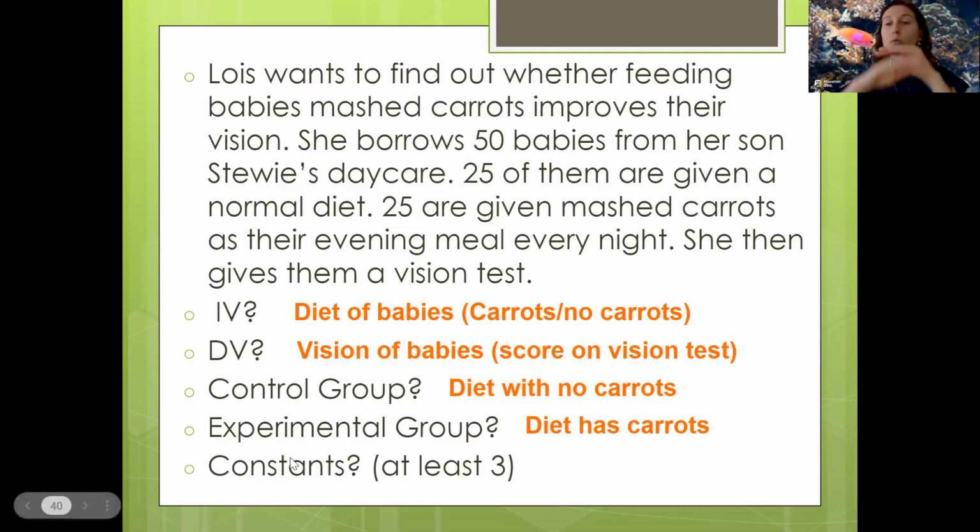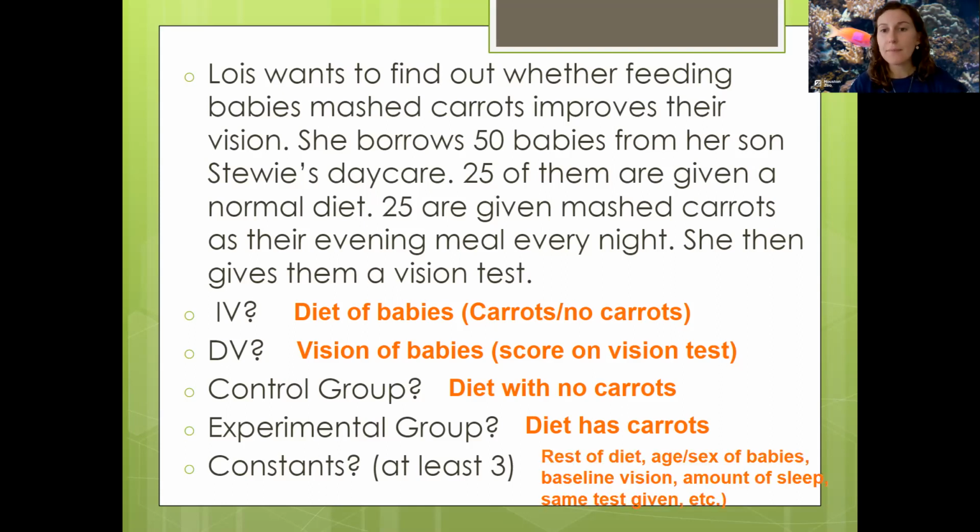My constants, what is going to be the same between the two babies? Maybe their morning food, maybe the age of the babies, maybe the overall stimulation around the room. Age, sex, baseline vision, amount of sleep. We want to make sure it's the same test. So everything that's consistent between the experimental and the control group, those are going to be our constants.